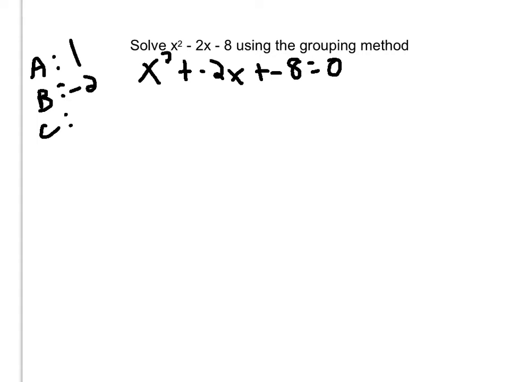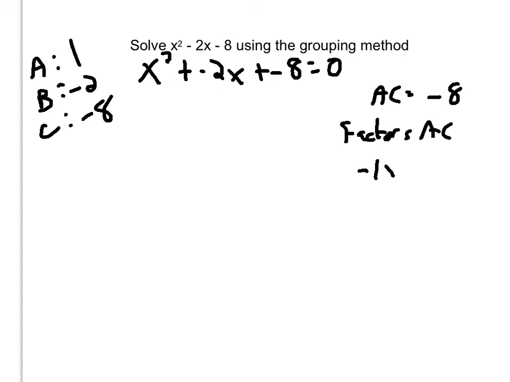A is 1, b is negative 2, c is negative 8. Next, you're going to multiply a times c. I want you to show me what a times c is. 1 times negative 8 is negative 8. And then we have to come up with factors of a times c. Well, I can get negative 8 by taking negative 1 times 8, or 1 times negative 8. Or I could also take negative 2 times 4, or negative 4 times positive 2.